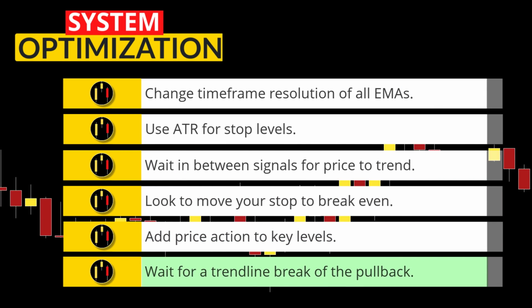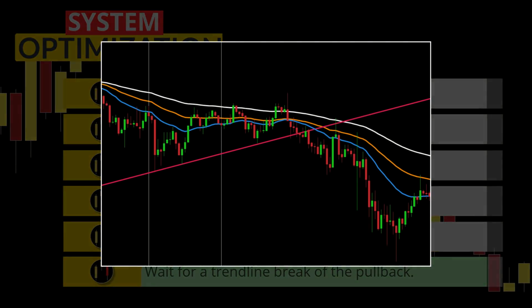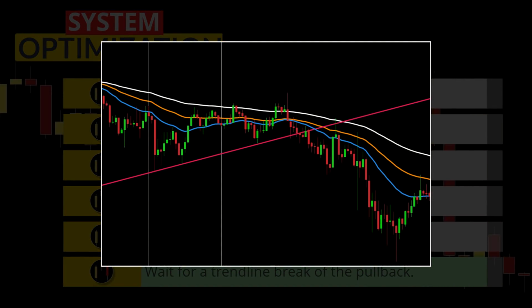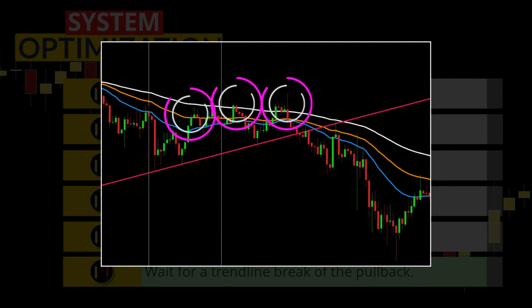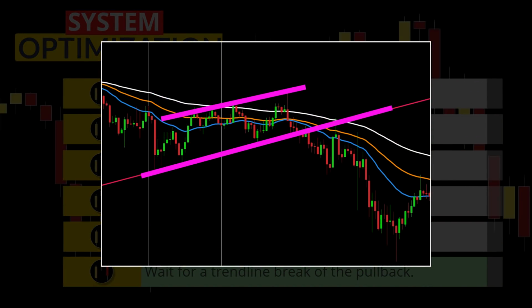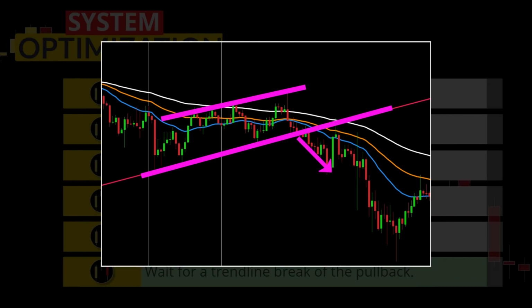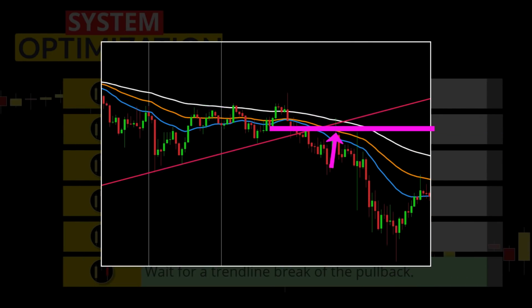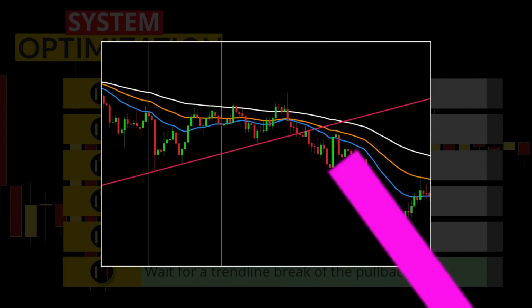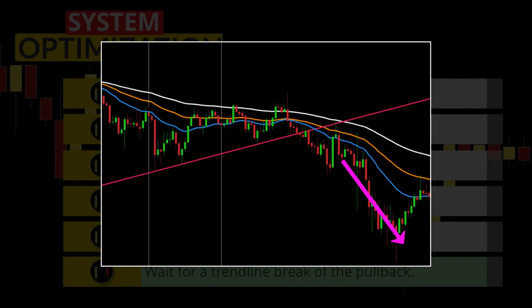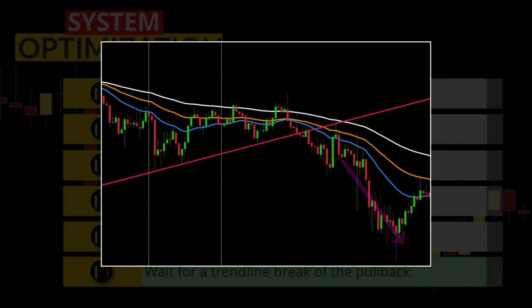Furthermore, akin to the way I trade, you can wait for a trendline break of a pullback. On this chart, price pulls back into the 100 EMA, creating a channel. Then price breaks the channel. The market then rejects this key level and a very nice trigger candle appears. This is followed by the expected trend continuation.